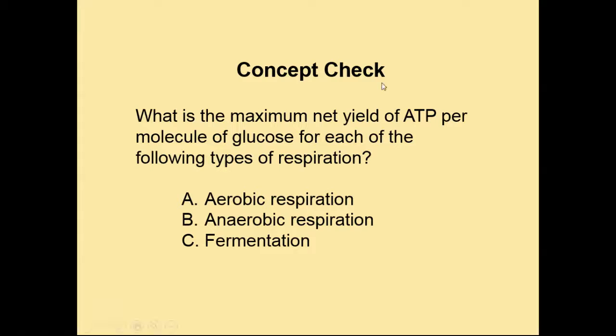With aerobic respiration, the maximum yield of ATP is 36 to 38. With anaerobic respiration, the maximum yield of ATP is 2 ATP all the way up to 36 ATP, depending on what that terminal electron acceptor is. And then finally, with the fermentative pathways, the maximum net yield of ATP is 2 ATP. So this has been arranged in order from producing the most ATP to producing the least ATP.